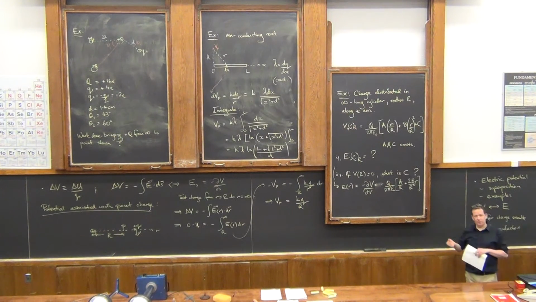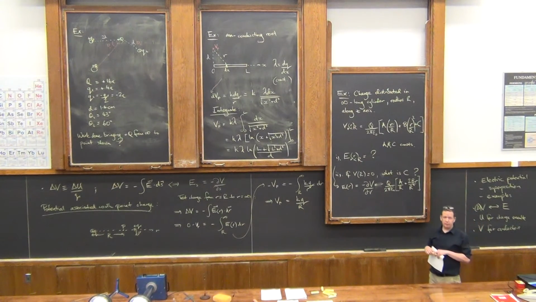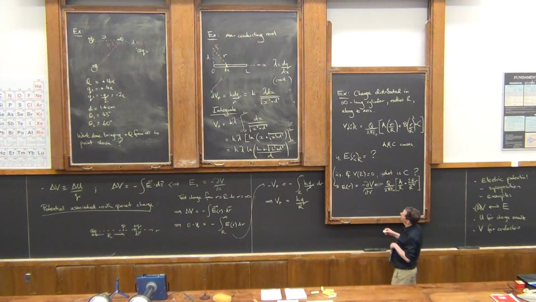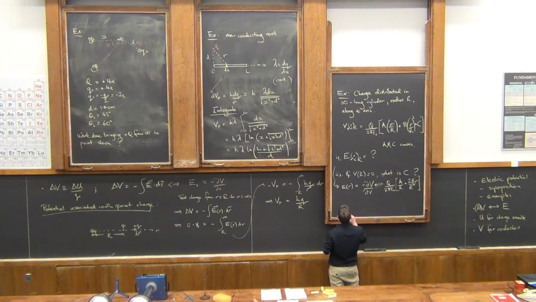Now it happens to be a non-trivial but also not difficult derivative. So this is what I get. So that now is my electric field as a function of radius. So nice, right? Okay, so that's part one. Part two, how do I express C in terms of A and B?